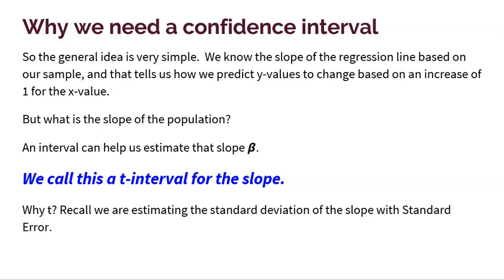Well, we don't know. We don't know the true slope. We want to find it, and that is, of course, beta. So we're trying to estimate what beta is. And this is going to be a t-interval. Hopefully you understand why we get to use t, because we're using standard error here. And it's a t-interval for the slope.